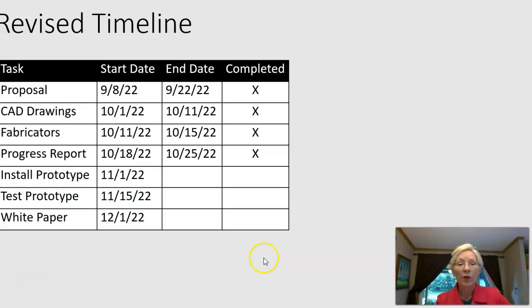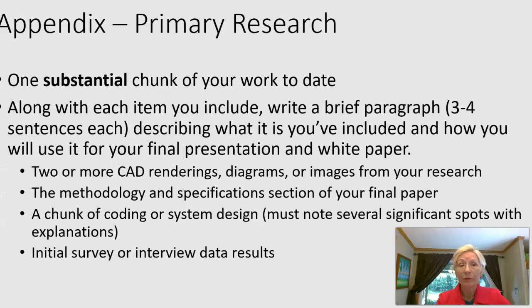Here's a revised timeline if you choose to do it this way. Again, tasks would be over here on the left, start dates, end dates, completed, or sometimes we see percentages over here. How far along are you? As long as I can see that you are keeping track of things very closely and chronologically, both of these things are fine.